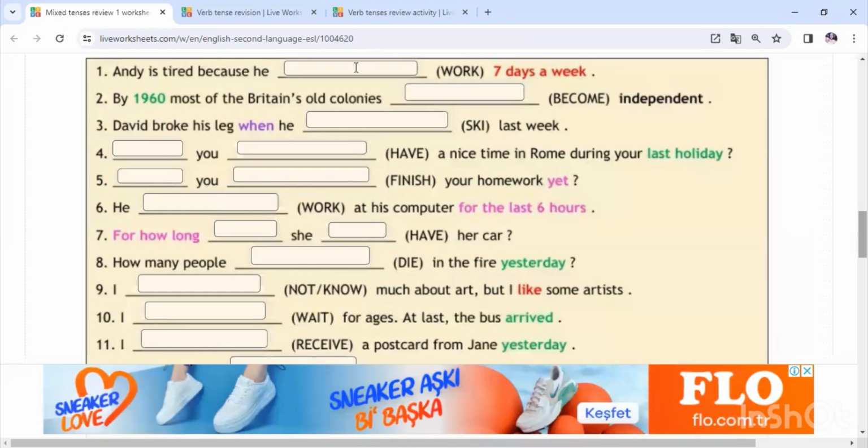He is tired because he works 7 days a week. He works 7 days a week. This is present simple tense. He's tired because he works 7 days a week. You can see 7 days a week. It's a repeated action, so we prefer present simple tense.